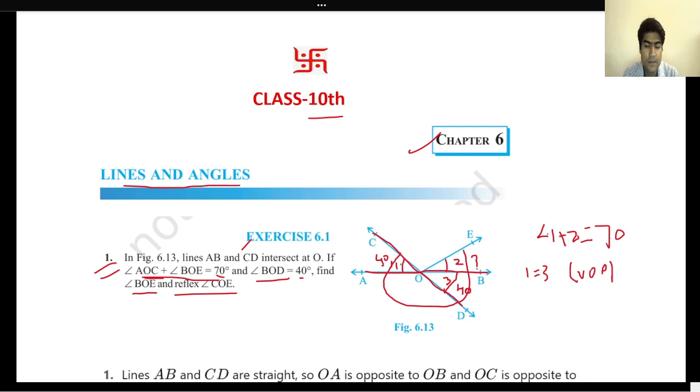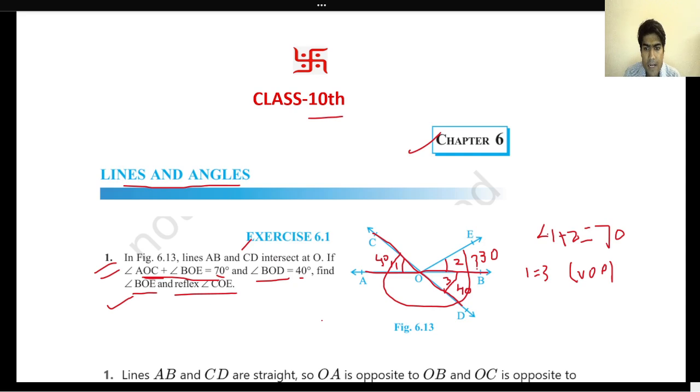We have just now figured out the value of this angle. So angle 1 and angle 2 is equal to 70 degrees. Angle AOC is 40 degrees, then angle BOE will be equal to 30 degrees. Right? So we have to find angle BOE, and I found angle BOE is equal to 30 degrees. Now my task is to find angle COE.